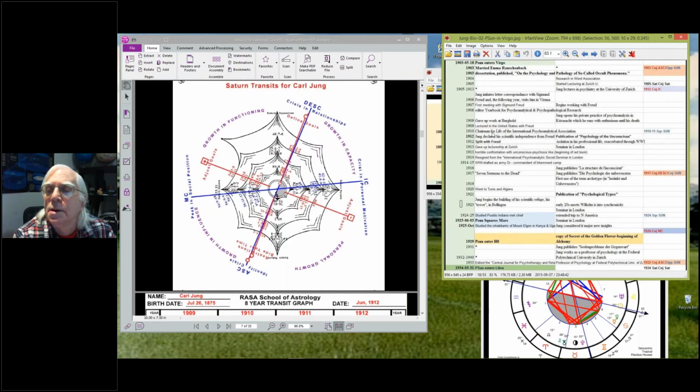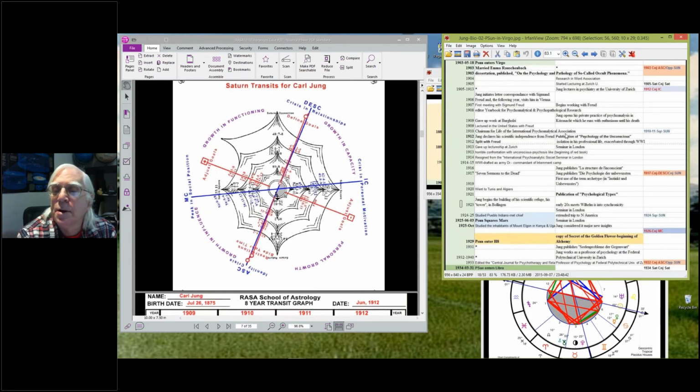Let's see, 1910, 11. During this time of learning, he met Jung, and he went through the second, third house. He met Jung, and he was really motivated. By the time it hit his IC, he gave up his work at Burghölzli and opened his own private practice of psychoanalysis, which he kept going until his own death. So this was just before, in the third house, as it was hitting his moon.